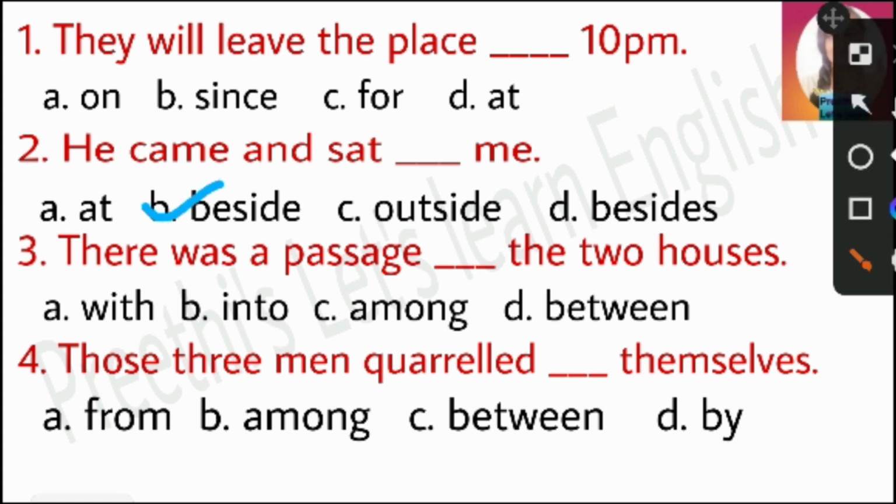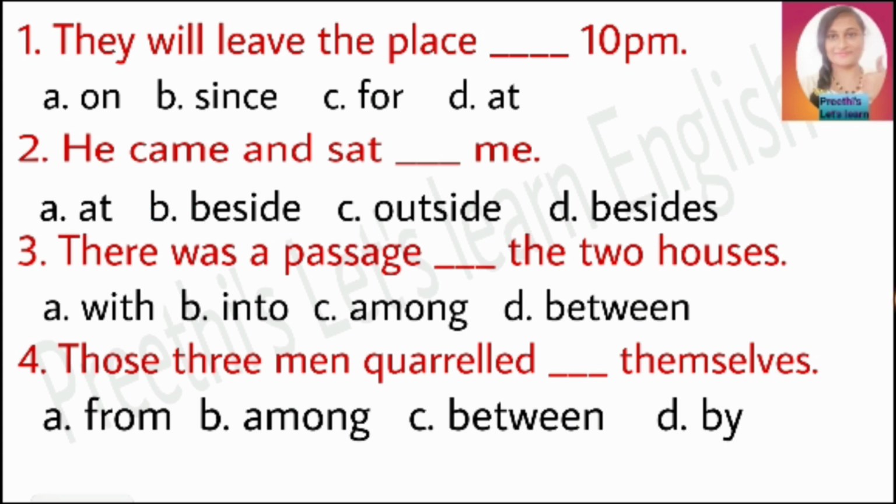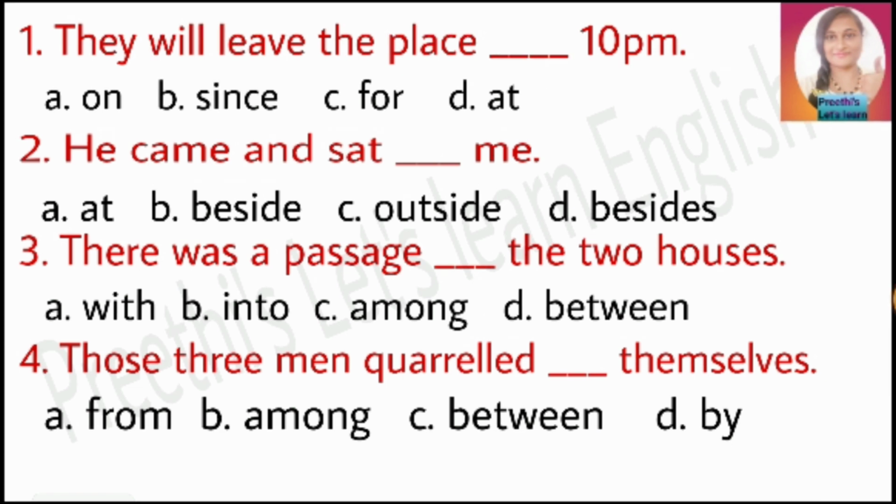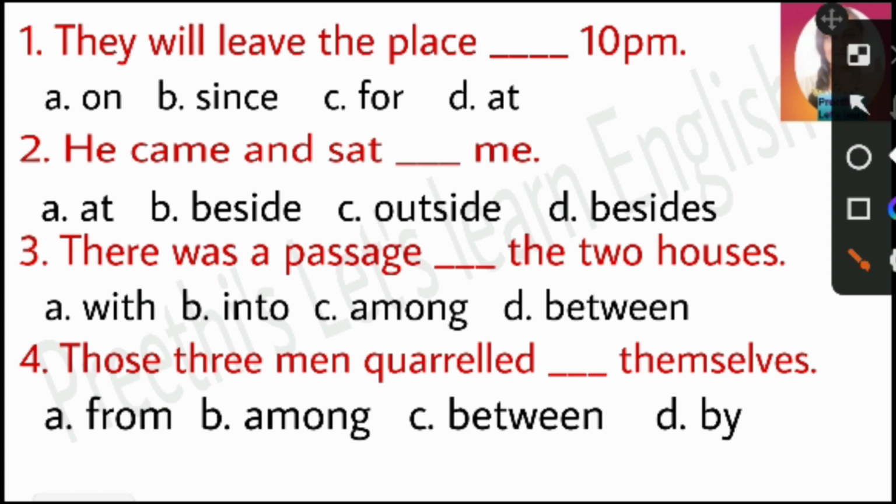Okay. Next, third one, there was a passage lying blank the two houses. So this passage is in the middle of two houses. When we are talking about two things, in the middle of two things, we have to use the preposition between. See the options first: with, into, among, between. So in the middle of two things, we have to use the preposition between. The correct answer is option D, between. There was a passage between the two houses.